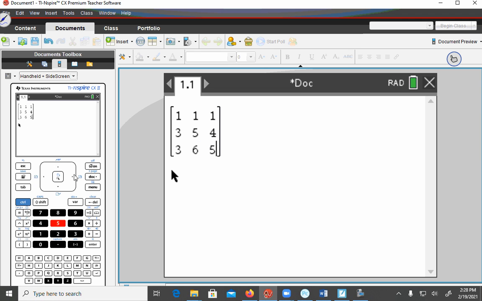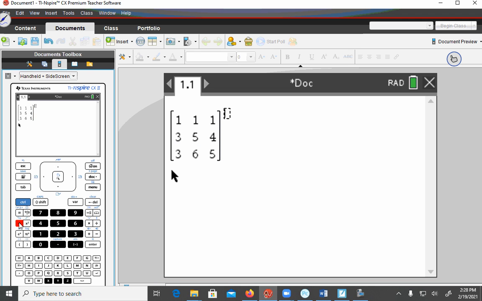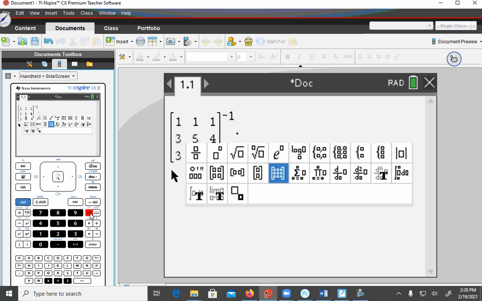Then I'm going to get outside this matrix. I'm going to raise it, so the power button, to the negative 1. That's finding the inverse. I'm going to hit the arrow key one time to sort of bring my cursor down. Then I'm going to hit times. I'm going to press that matrix button again. And now I want 3 by 1.